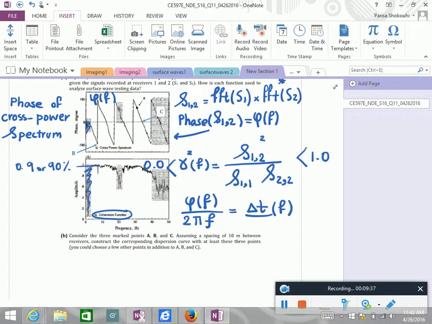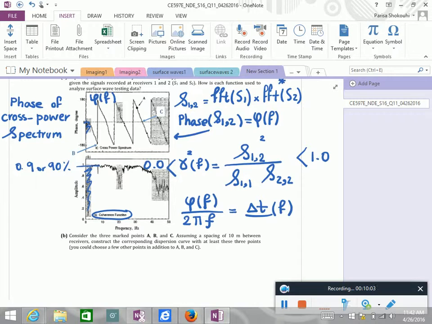Right? And since we don't have a homework, that's why I'm explaining this very, very clearly. Again, what we are looking at here is the phase of the cross-power spectrum. And the phase of cross-power spectrum is the phase shift between the two receivers as a function of frequency.